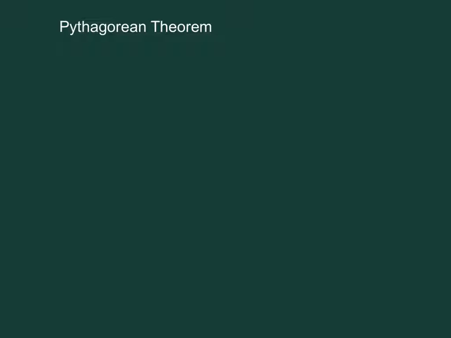Alright, so we're dealing with the Pythagorean Theorem here, which is just simply this formula. Commit this to memory, it is super helpful. The Pythagorean Theorem only works when we have a 90-degree triangle, or a right triangle.